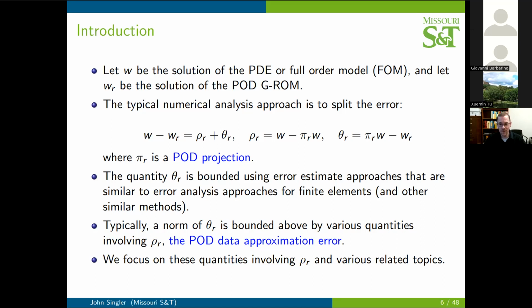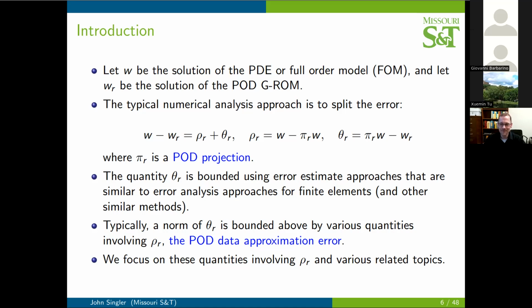lives in the reduced order space, and that is typically bounded using error estimate approaches that are similar in some sense to the type of finite element error analysis and other things. Of course, there are many differences. However, typically some norm of theta_R is going to be bounded above by these data approximation errors, or norms of them, or quantities involving rho_R. So that's what I'm going to focus on, and various other topics.